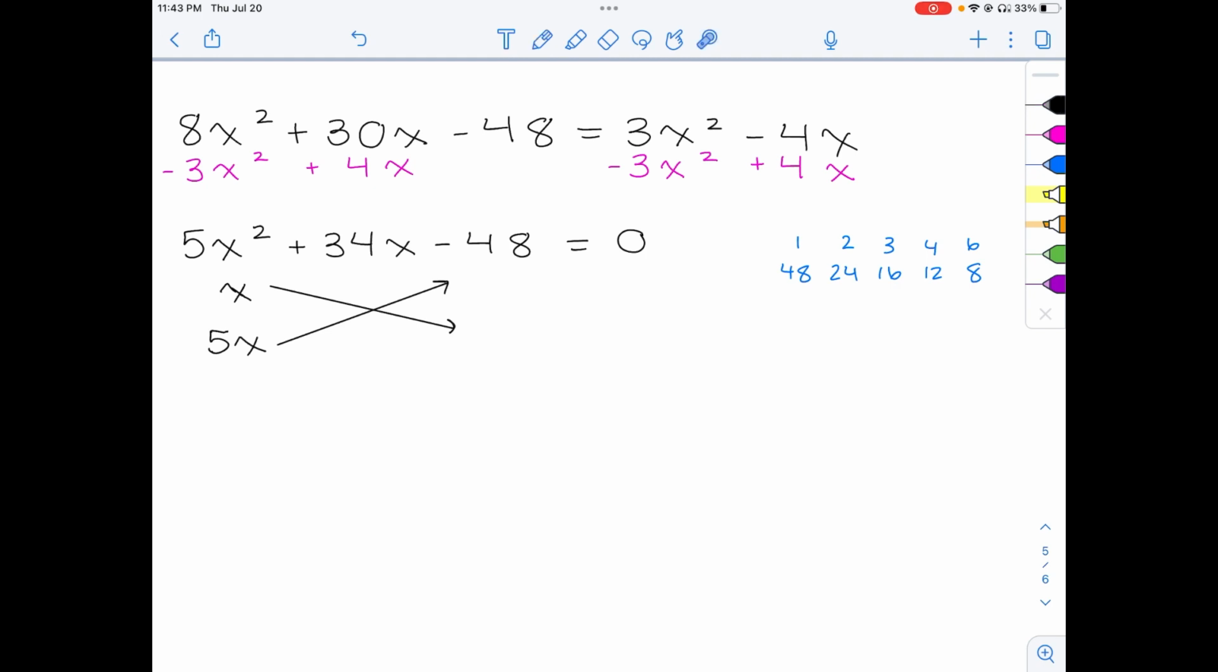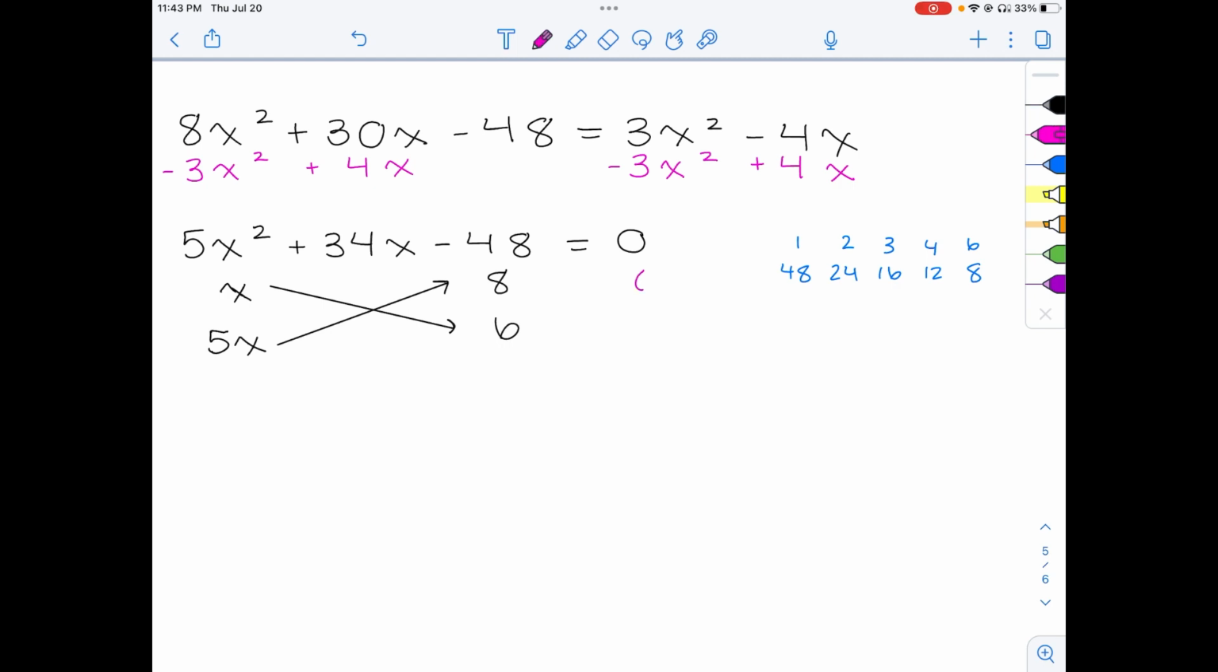I do a quick check: should I put 6 here? Should I put 8 here? If I were to put 6 on top, then that would give me 30. This would give me 8. I'm not going to be able to make 34 with that. So I'm going to try flipping it. I'll put my 8 on top, 6 on the bottom, and then I'm multiplying across my crisscross.